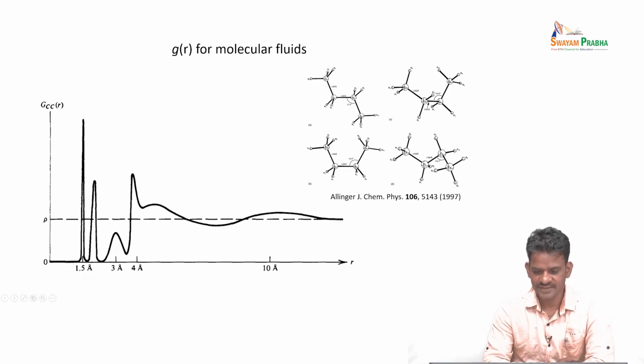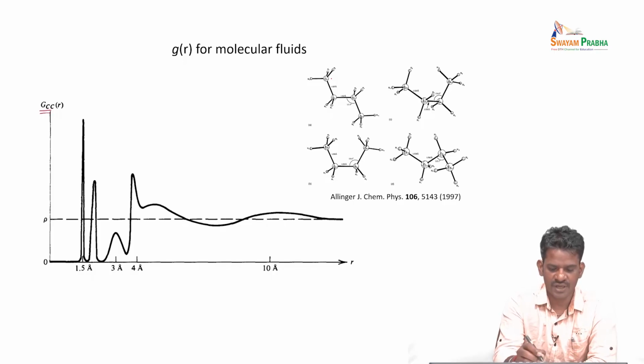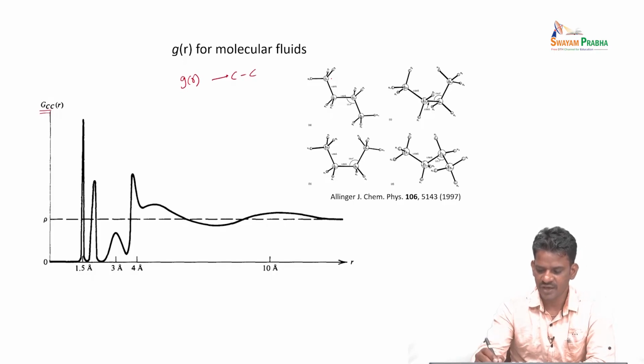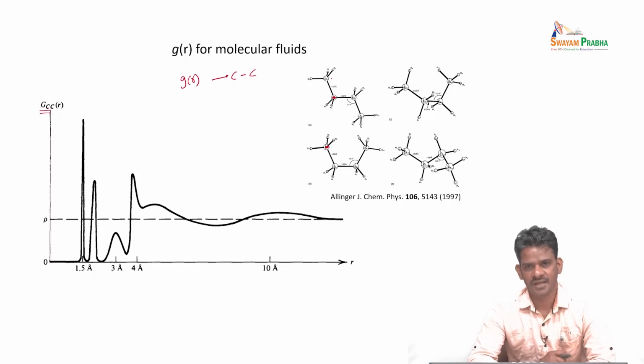So here is another example, for n-butane. In n-butane, you have basically carbon, hydrogen, etc. So this is a distribution function g of r for C and C. You take a carbon atom from here and take another carbon atom here, take different combinations of such carbon atoms, and then you find the probability of finding the pair distribution for carbon-carbon.